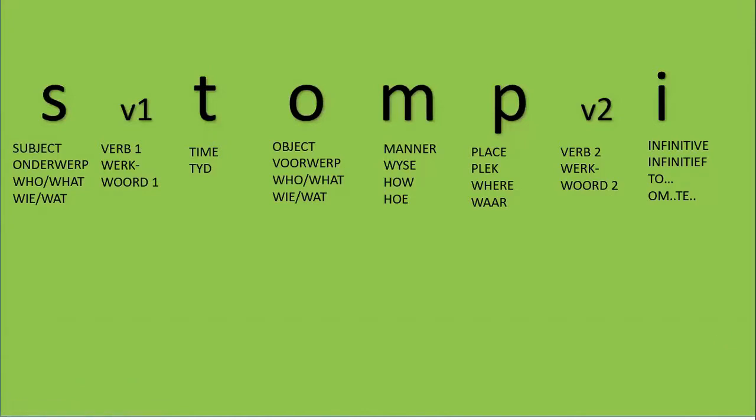Here we have everything. Number 1, Stompi. Here is Stompi. And S is subject in English. Onderwerp in Afrikaans. It's who or what. Who or what is the S? Wie or what? Well, we know the S is Stompi. We met him. It's a person, Stompi. So remember, identify the S forever now with this little face. This is Stompi. We met him earlier.